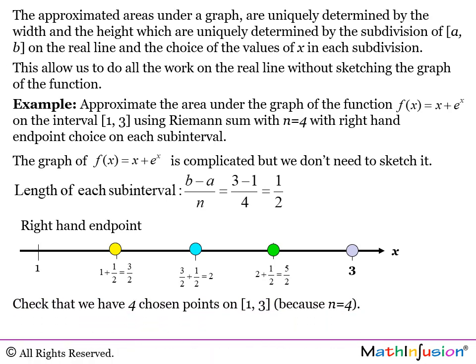Now I just have to add everything up. Note, before that, you check that you have 4 chosen points. Yellow, blue, green, and purple. Yes, I have exactly 4.